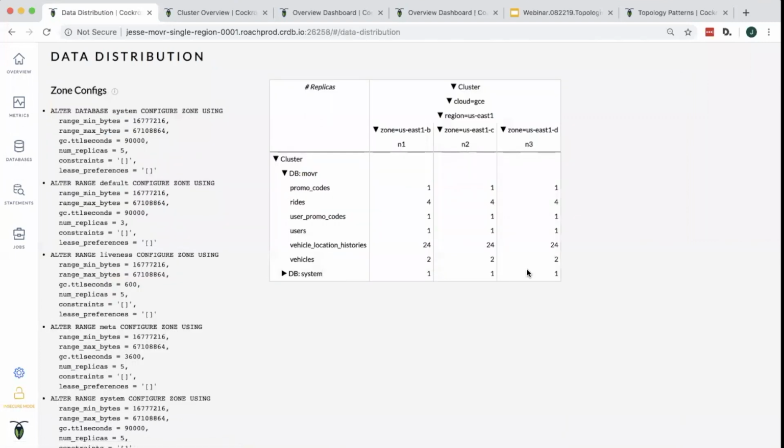If we look at this view, this is showing how data is distributed. So let's just take this promo codes table. Jim explained that a table generally maps to one or more ranges. In this case, all the data in the table is just in one range, but you can see that the range has 3 replicas, and one replica is in this availability zone, this availability zone. They're spread across the 3 availability zones.